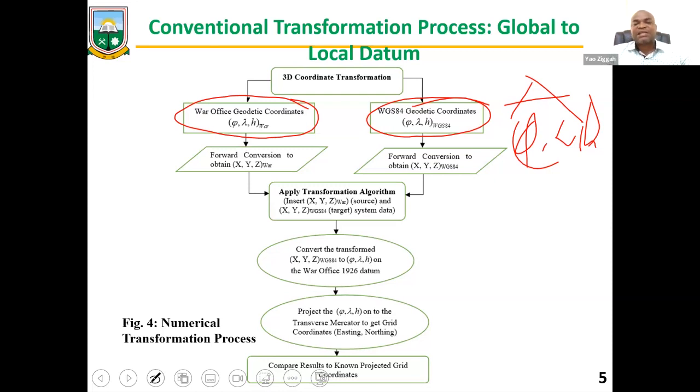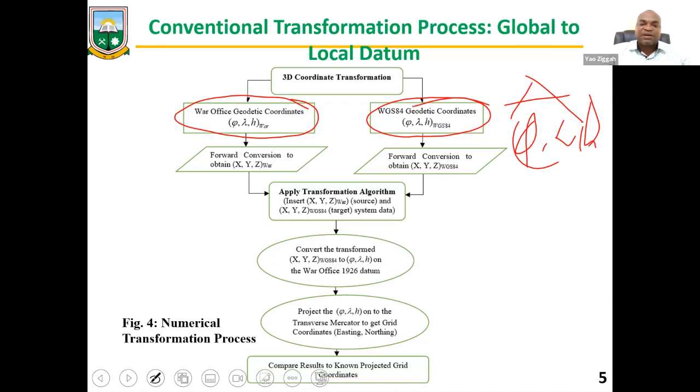But you will agree with me that it is extremely difficult to work on the ellipsoid because the ellipsoid is a curved surface. And for surveyors to be able to work with ease and convenience, there is a need to move from the ellipsoidal system onto a flat surface. So when you apply the transformation parameters to transform the coordinates, you are going to get XYZ, which has been transformed. Now this XYZ must be reversed to get its corresponding latitude, longitude, and ellipsoidal height.